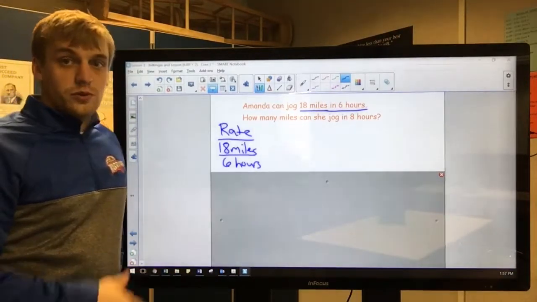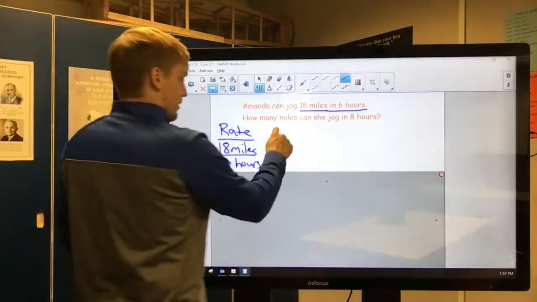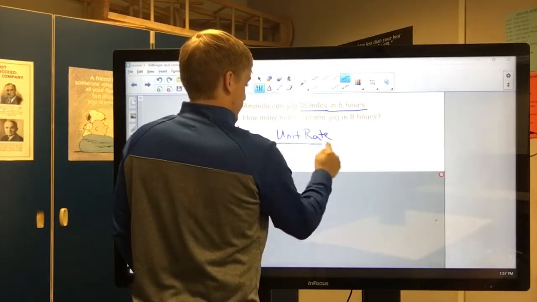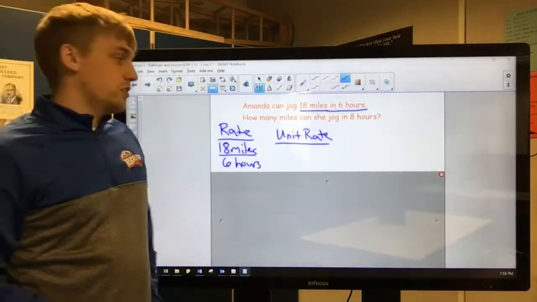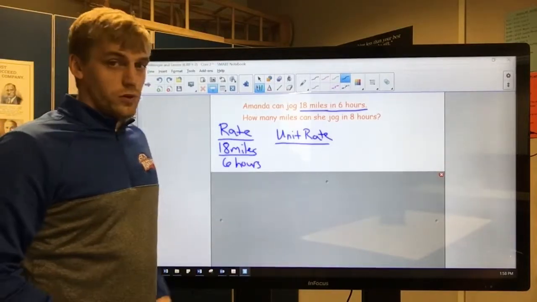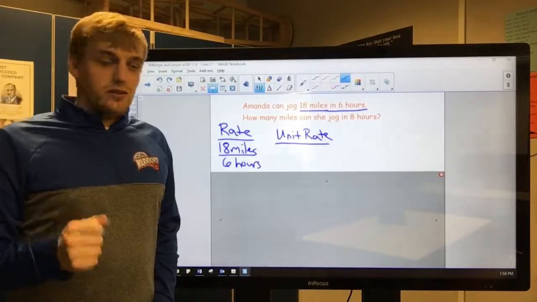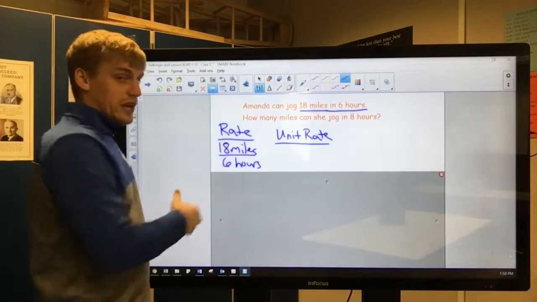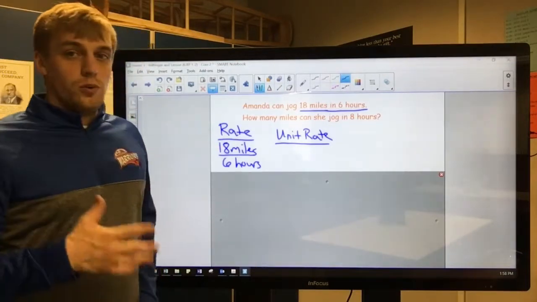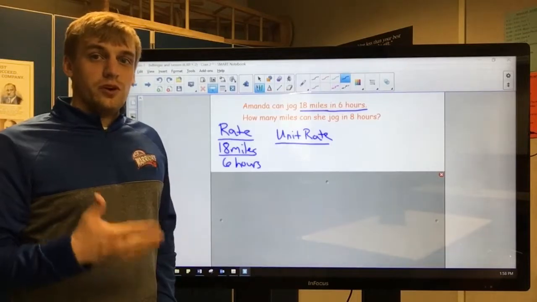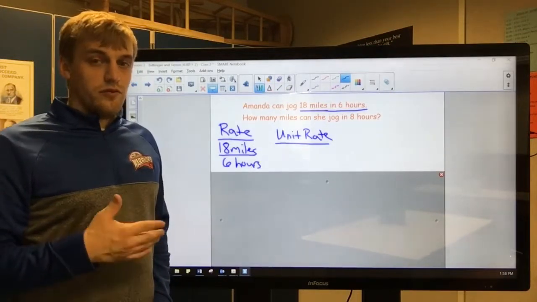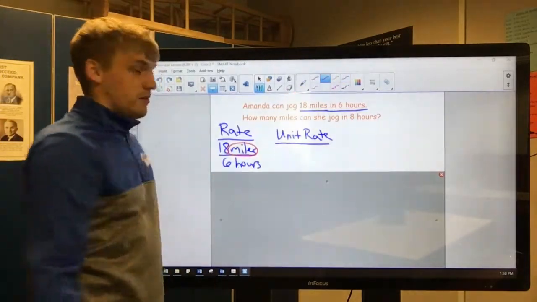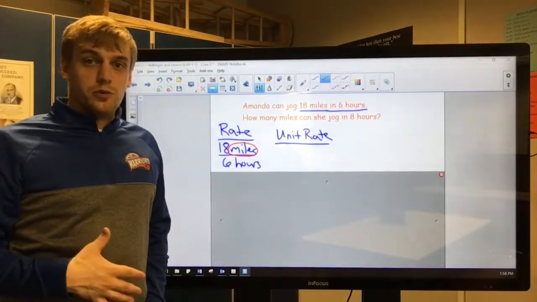The next thing we're going to do is find the unit rate. The unit rate is how many miles when we get the denominator to 1. Now, one thing that you have to know is that this rate could say 6 hours per 18 miles. We could write it that way. But whatever you want your answer to be in has to be at the top of the rate. So in this case, miles is at the top of the rate. At the end of the problem, your answer should be miles.